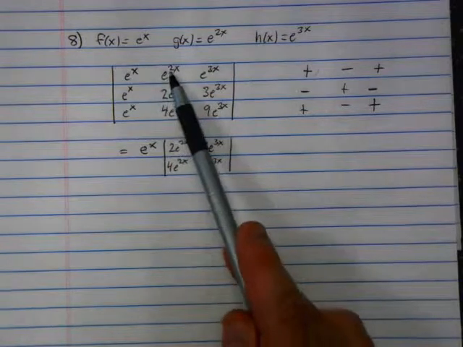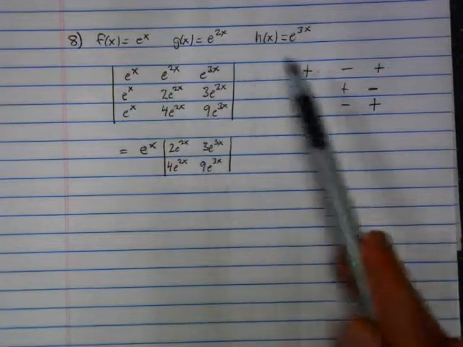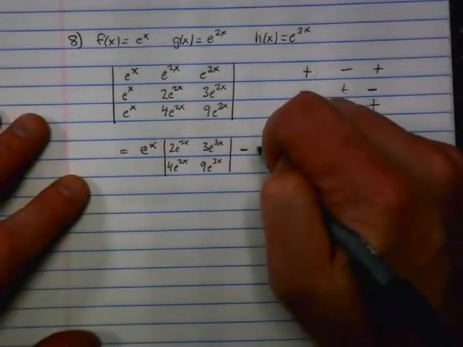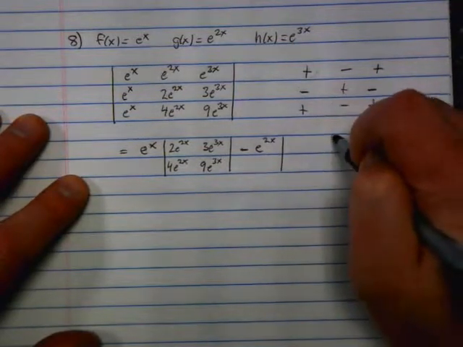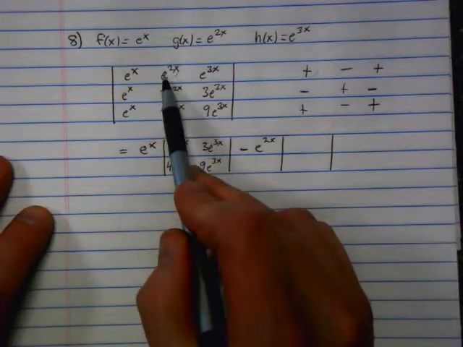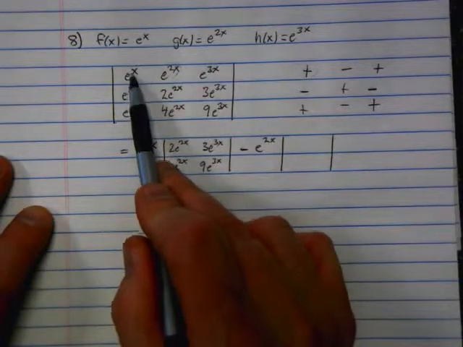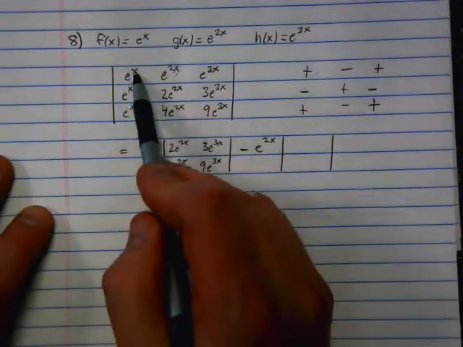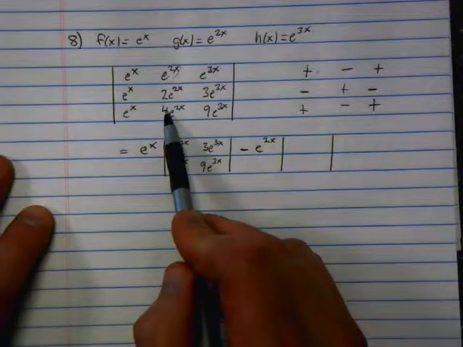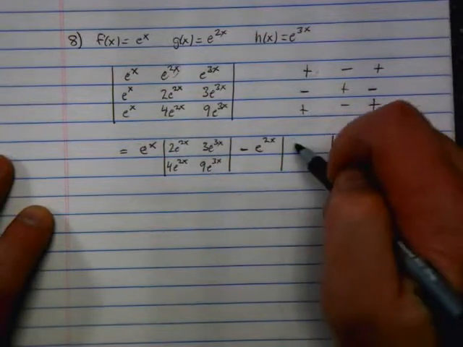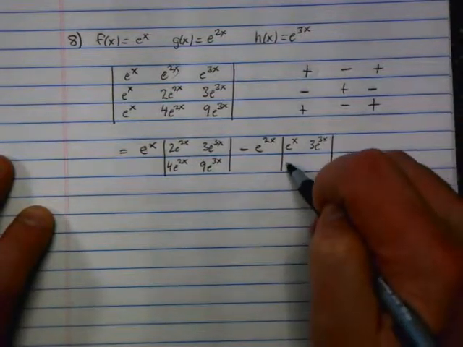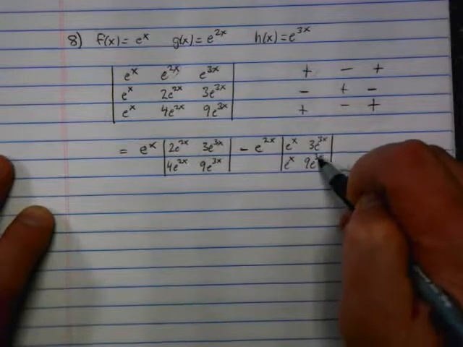Then I go to the next position. The next position is an e to the 2x. But in my sign chart, that one gets a minus. So that's going to be minus e to the 2x. And then I cross out its row and its column. I'm just going straight across. So there's the e to the x. That one's the e to the 2x. I cross out its row and its column. And I write down what's left over. I have e to the x, 3e to the 3x, e to the x, and 9e to the 3x.